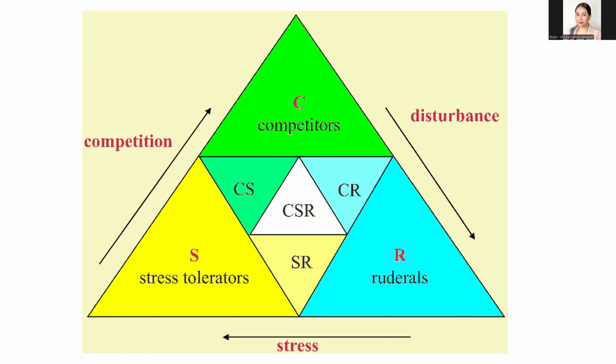And finally, you have your CSR, or generalist strategy, which thrive in moderate levels of competition, stress, and disturbance. So these are plants with a mix of all three traits, making them flexible in different environments. They can survive in moderate stress, compete pag kailangan, and recolonize after disturbances. So these are some of the models in trying to see how the ecosystem can affect the survival or success of different organisms.